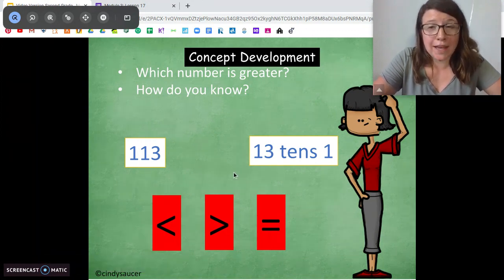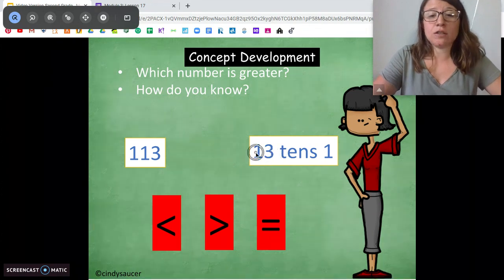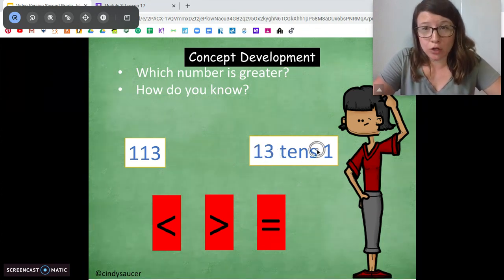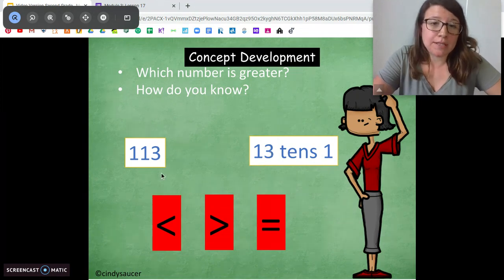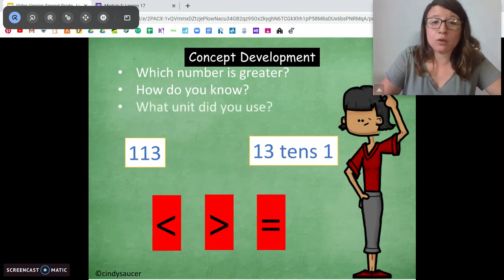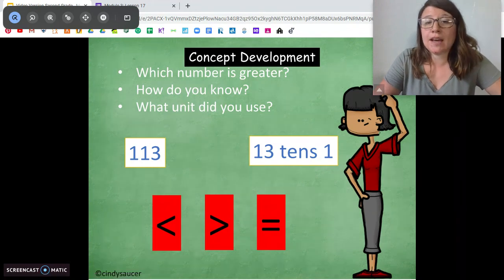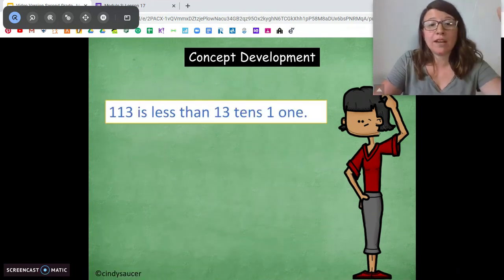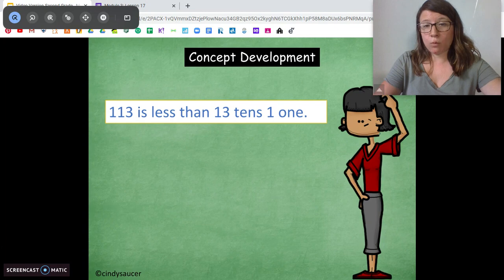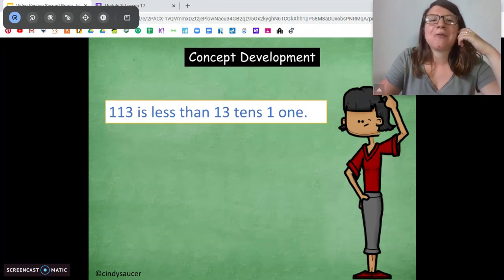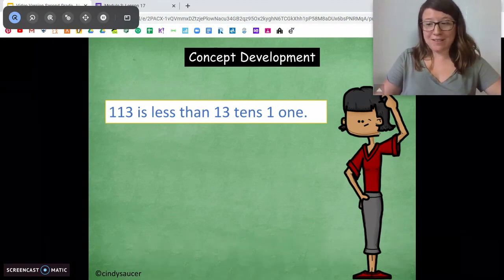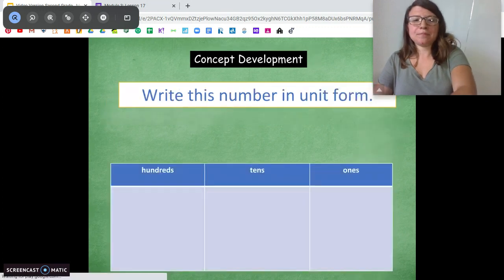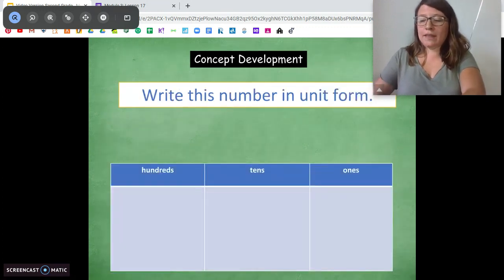Okay, we can also look at the tens place. 13 tens and 1 turns into 131. Now this number has a 3 in the tens place, and this number has a 1 in the tens place. So we're looking at the tens place, and we can tell that 13 tens 1 is greater than 113. Or we can say 113 is less than 13 tens and 1 one.